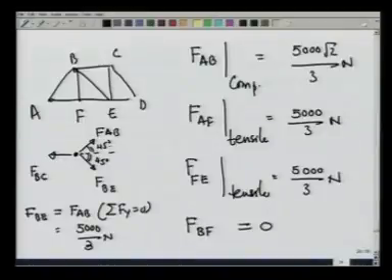The x component of FBC balances the x component of FAB as well as FBE, and therefore I can write right away that FBC must be twice the x component of FAB or FBE. Let us do that now.